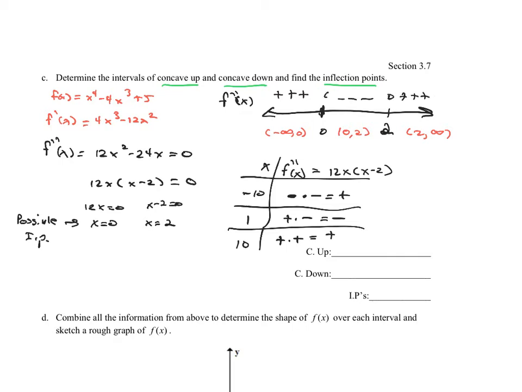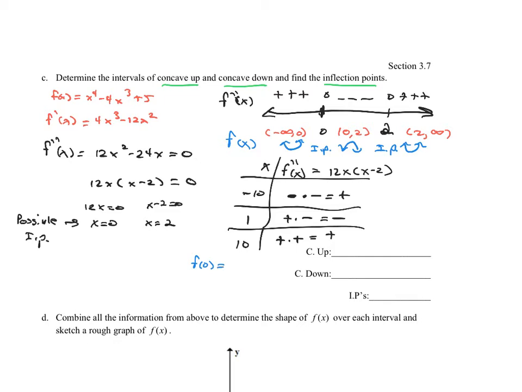Again, it was 0 at 0 and 2. And remember, when a second derivative is positive, my function's concave up. When a second derivative is negative, it's concave down. Again, positive means concave up. If you notice at both of these points, it does change concavity at 0 and 2. So both 0 and 2 have to be inflection points. I do need to plug those numbers in.